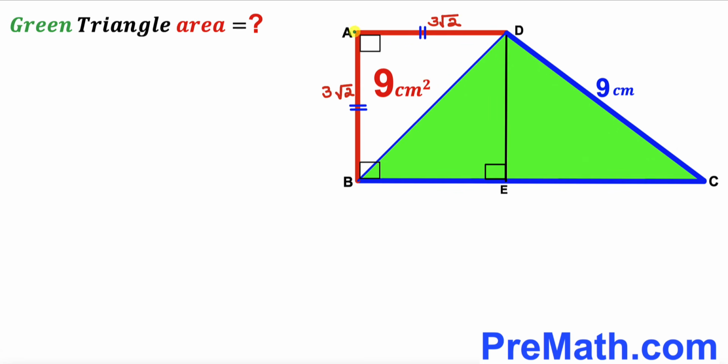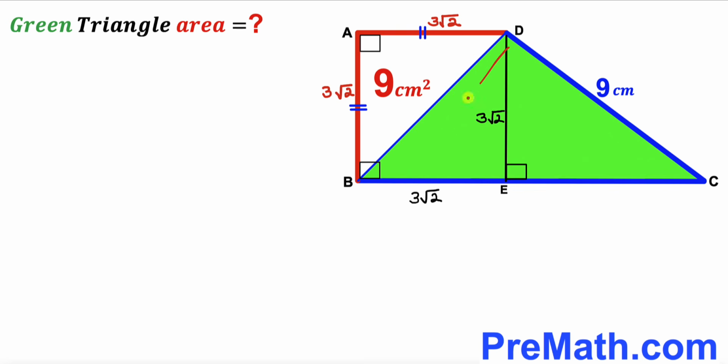In other words, all these side lengths are equal in length. And we know this side length is 3 times square root of 2. So therefore this side length is 3 times square root of 2. And likewise this side BE length is going to be 3 times square root of 2 centimeter as well.